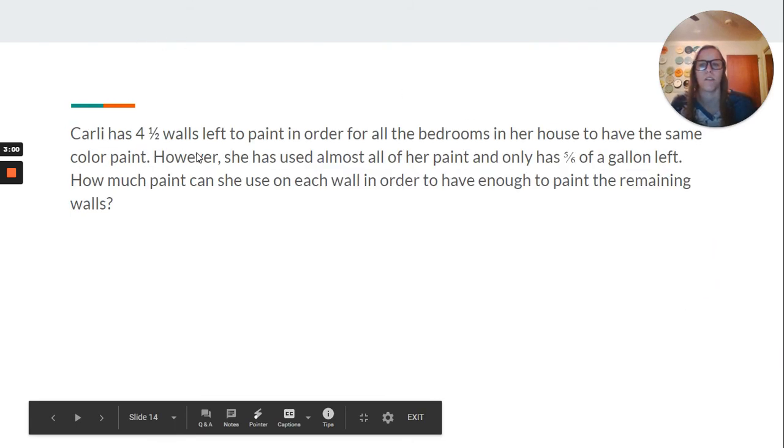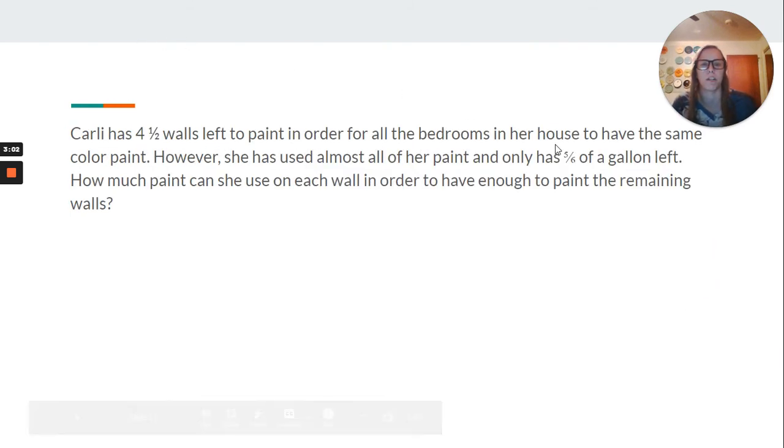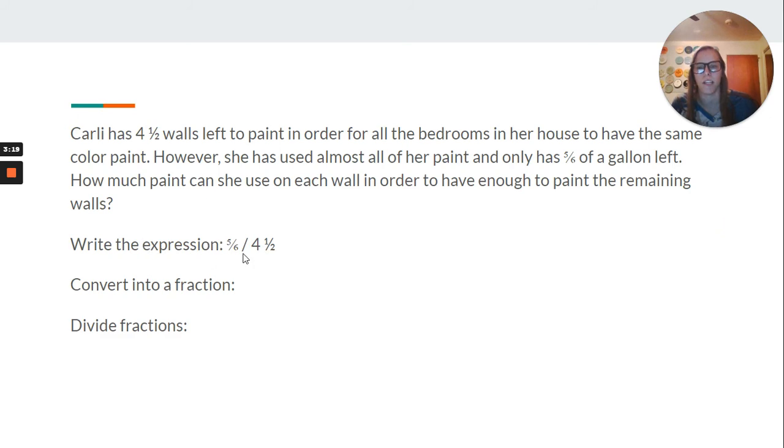Carly has 4.5 walls left to paint in order for all the bedrooms in her house to have the same color paint. However, she has used almost all of her paint and only has 5/6 of a gallon left. How much paint can she use on each wall in order to have enough paint to paint the remaining walls? So first, we write the expression 5/6 divided by 4.5, because 5/6 is what she has, and 4.5 walls is what she needs to paint.